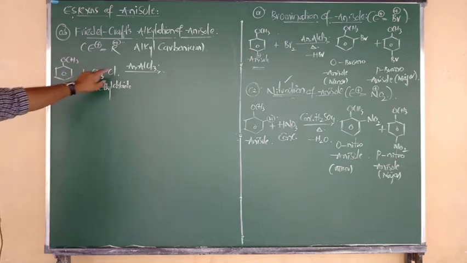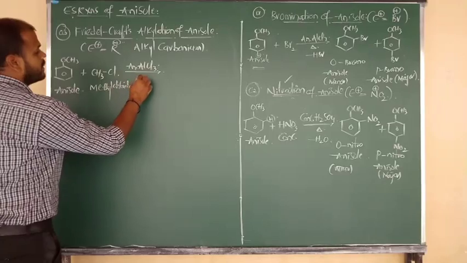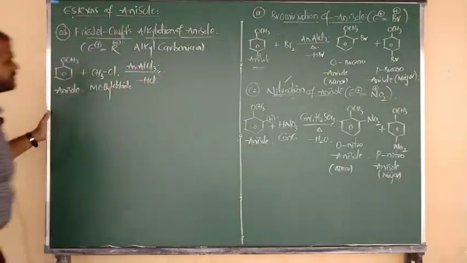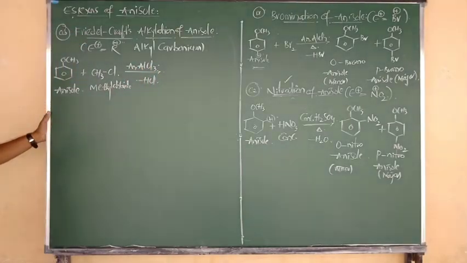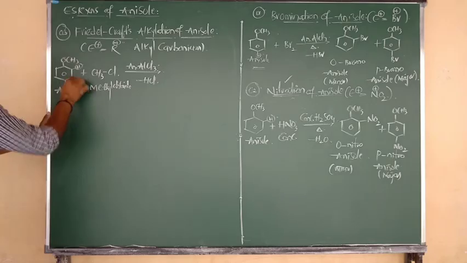So anisole on reaction with methyl chloride in presence of anhydrous AlCl3. Here we are going to lose the HCl. Sir, that hydrogen coming from which position? That hydrogen we can consider either from ortho place, and also if you want we can consider from para place.